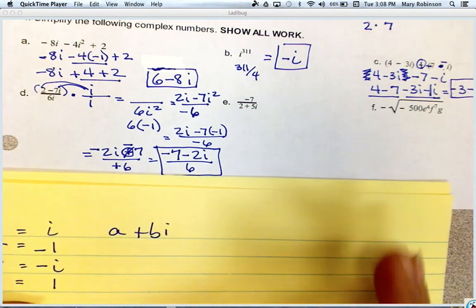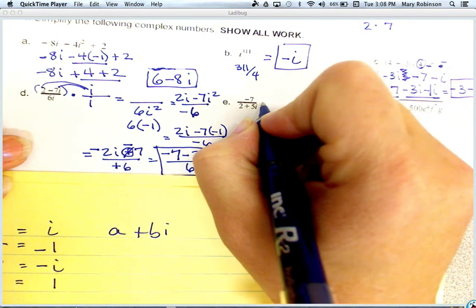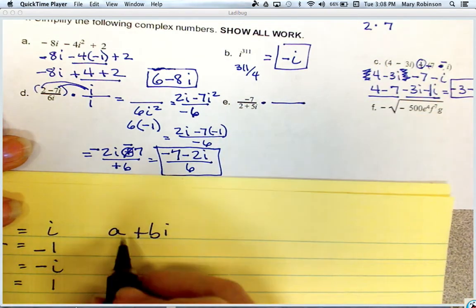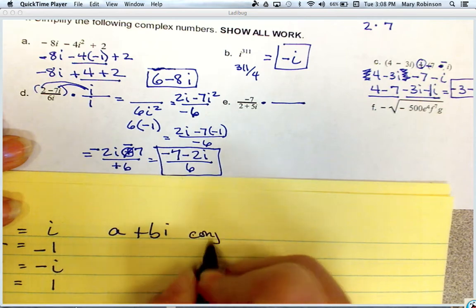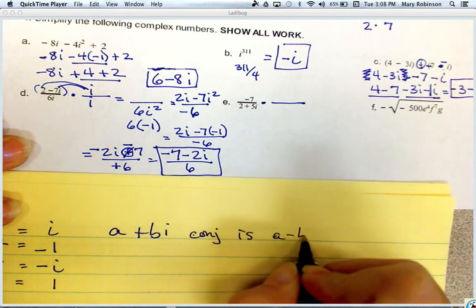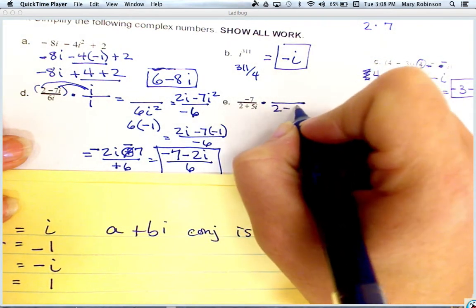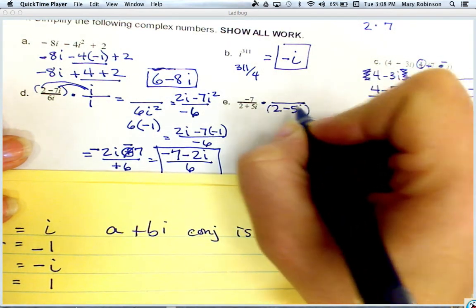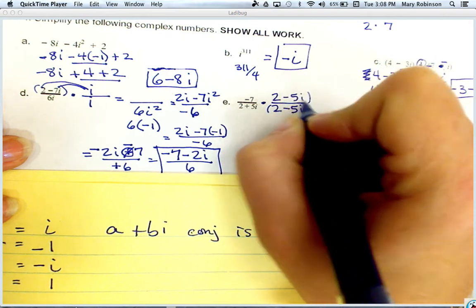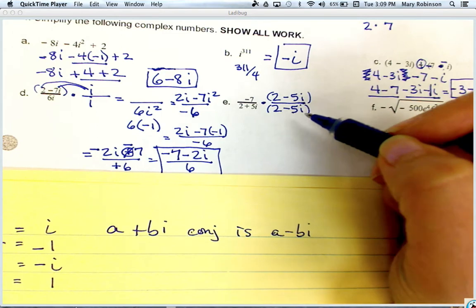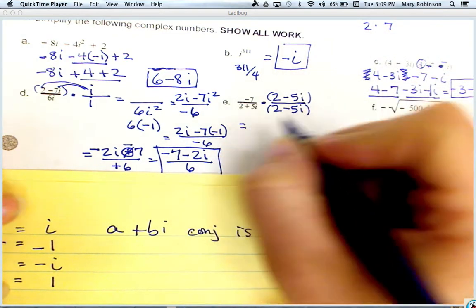All right, for E, you want to remember that you need to multiply by the conjugate. Remember that conjugate is not opposite. For A plus BI, the conjugate is A minus BI, so we're just changing the operator. So 2 minus 5i is what I'm going to multiply by, but this is multiplying by a convenient 1. This quantity divided by itself equals 1, so we're not really changing its value, we're just manipulating it.